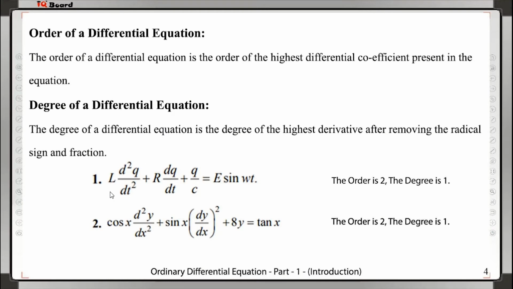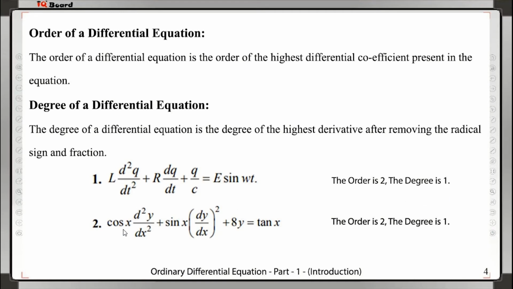For example, L d2q upon dt square plus r dq upon dt plus q upon c equals to E sine omega t. So in this differential equation, the highest derivative is d2q upon dt square. So the order of this differential equation is 2 and the power of d2q upon dt square is 1. So the degree is 1.